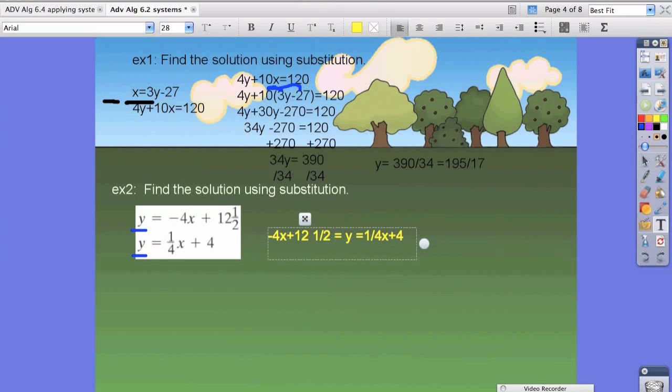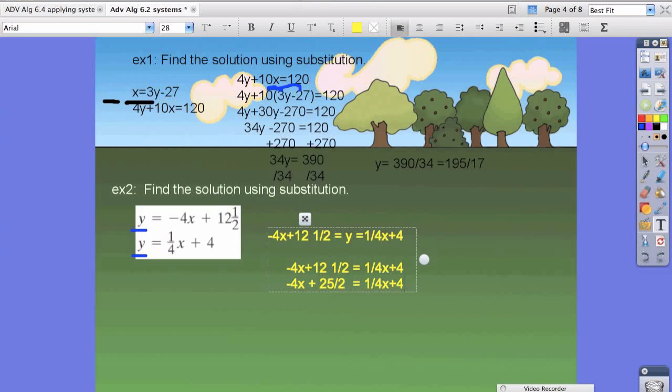Now notice that both equations are equal to y. Now because that's the case, I can pretend the y is not there and just set them equal to one another. So this would leave me with negative 4x plus 12.5 equals 1/4 x plus 4. And to make this look a little bit easier, we're going to take 12.5 and convert that into an improper fraction, which would be 12 times 2 plus 1. So 12 times 2 is 24, plus 1 is 25. Keep the denominator. Equals 1/4 x plus 4. So the right side we didn't change at all.